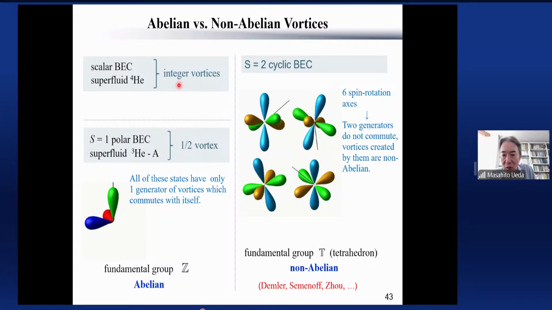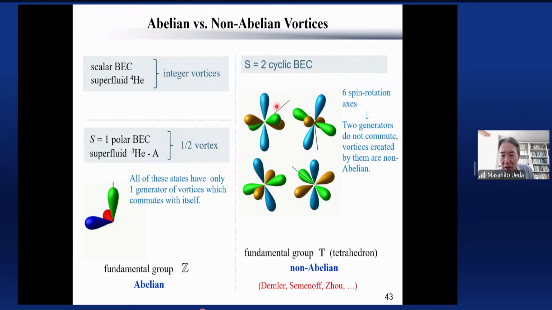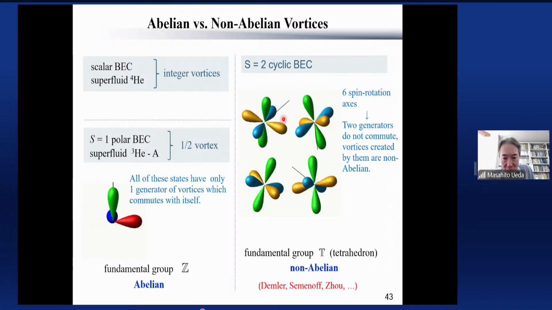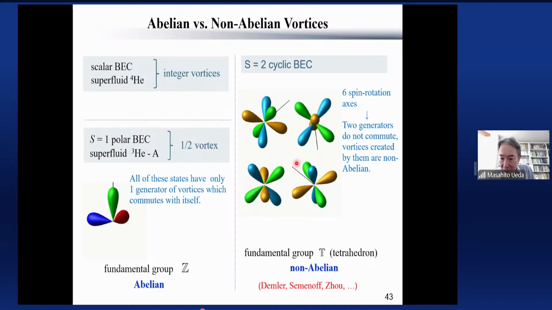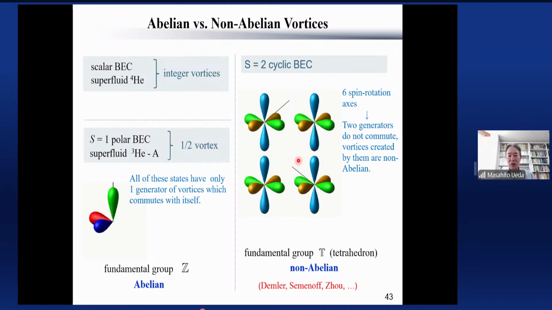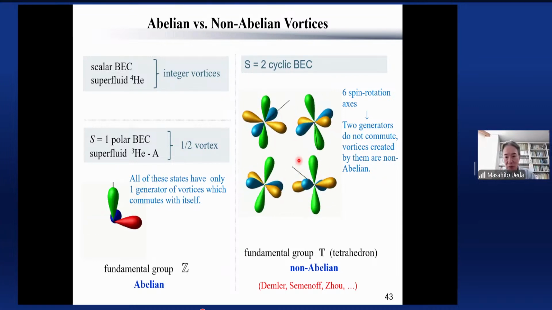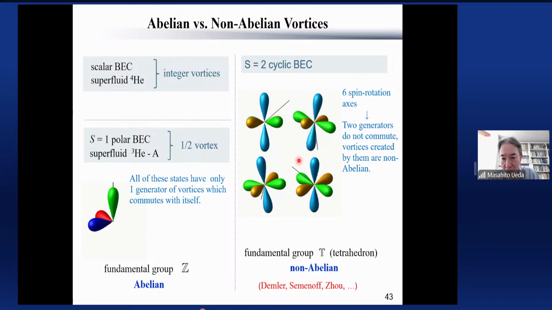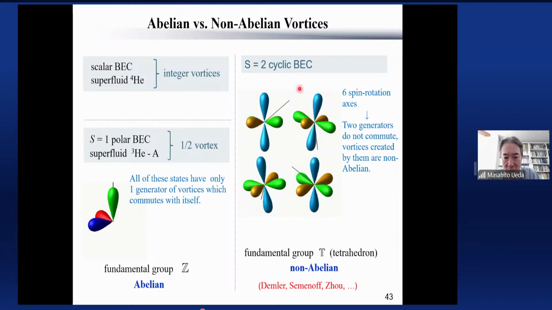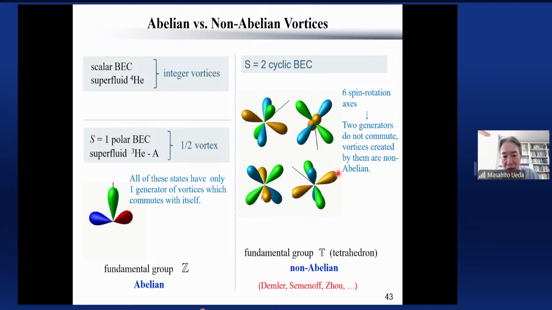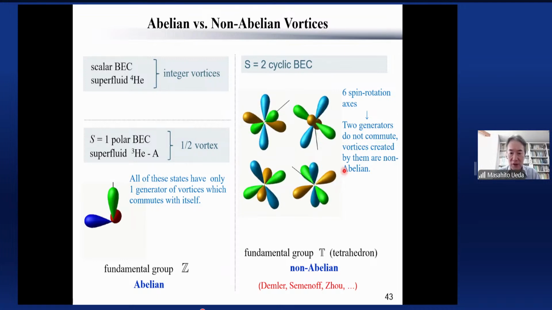In contrast, for the case of spin-2 BEC cyclic phase, there are actually 6 spin rotation axes. For example, this axis, and this axis. And we know that rotations around 2 non-parallel axes do not commute with each other in general. Therefore, vortices created along those different axes do not commute, meaning that they are non-abelian vortices.